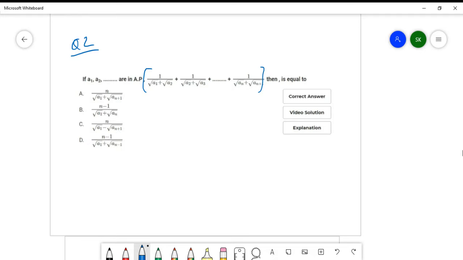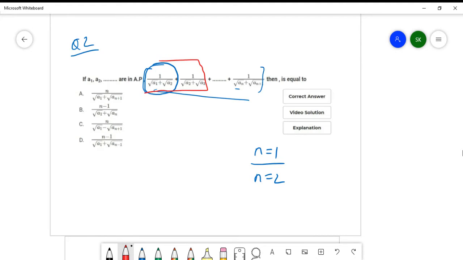Now, the question says, if a1, a2 are in AP, find the value of this term. Suppose the general term is 1 upon root an plus root an plus 1. Now, what does it mean? If I put the value of n equals 1, then it means we are only talking about this value. Okay. Now, if the value of n equals 2, then what does it mean? We are talking about these first two values. I hope this first point is clear to you.